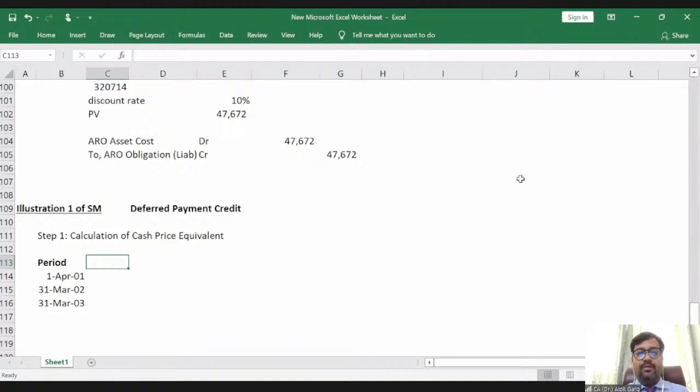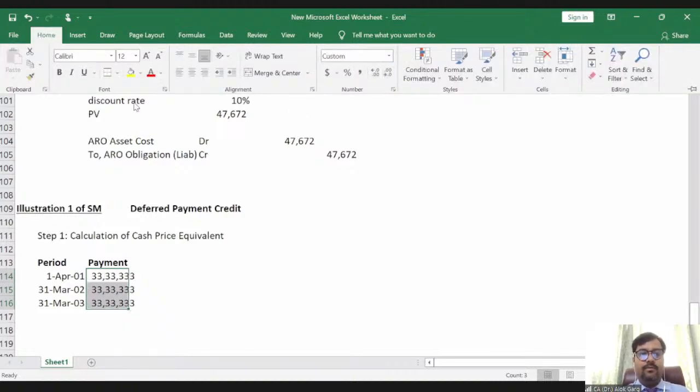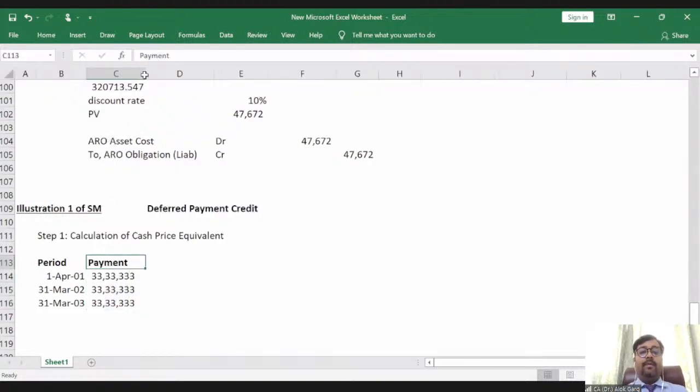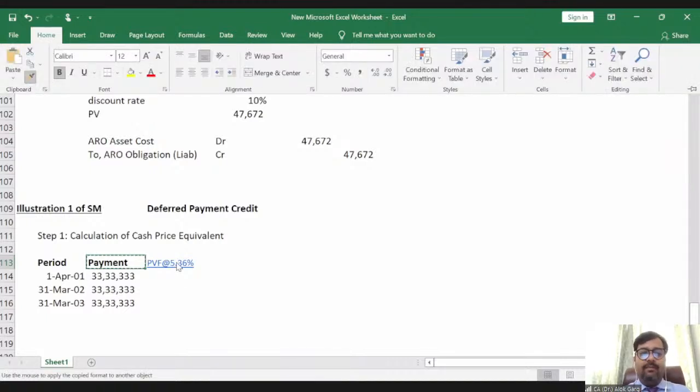Then amount. So I need the payment. What is the payment? 33,33,333, right? So these are the amounts. Clear? I hope it is clear to everyone. So this is the amount, right? Now I need to calculate a present value factor, at the rate of 5.36% per annum.